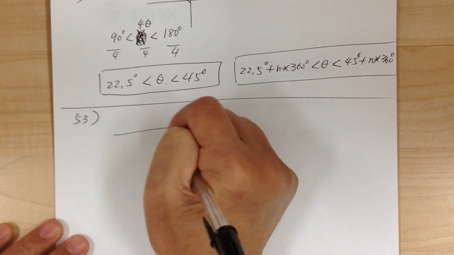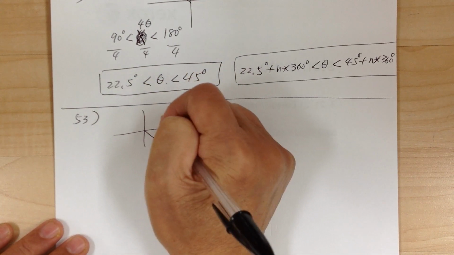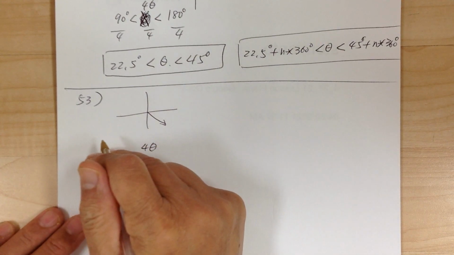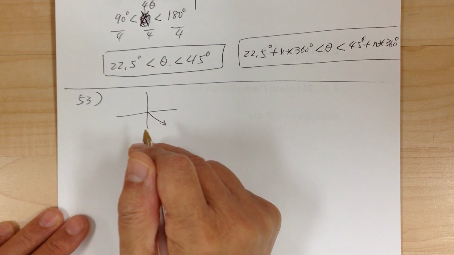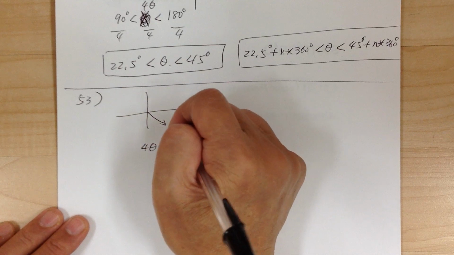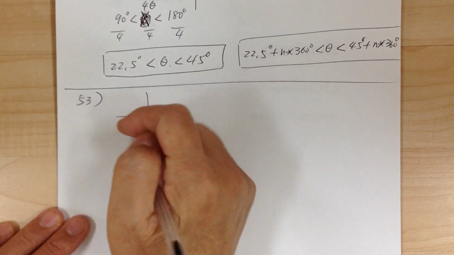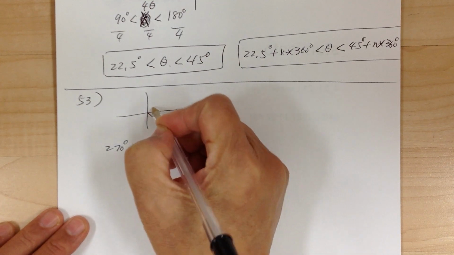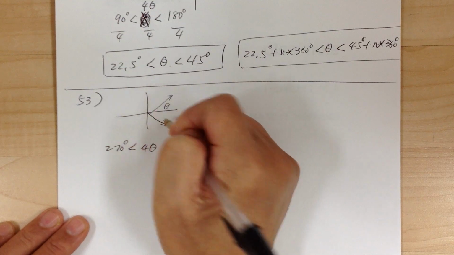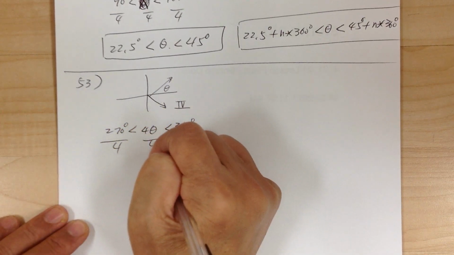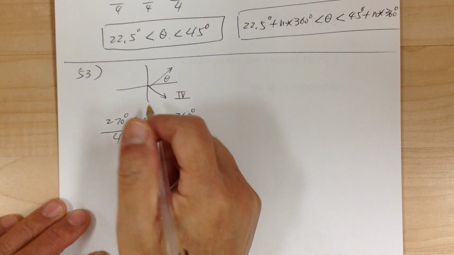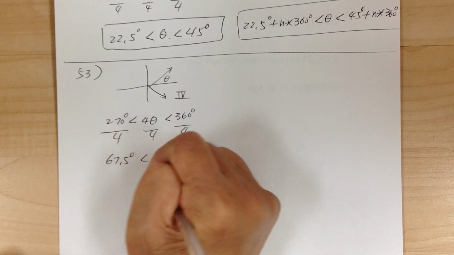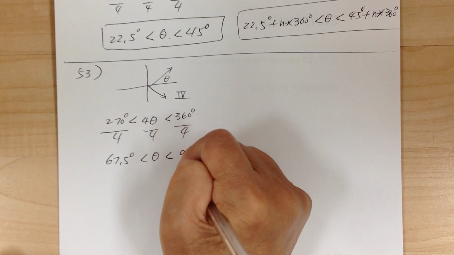Now this one is going to be in quadrant 4. So 4 times theta would be in quadrant 4. To be in quadrant 4, you have to be greater than 270 and less than 360 degrees. So 4 times the angle theta will end up right over here. So just divide by 4, and you're going to end up with 67.5 degrees is less than theta, less than 90 degrees.